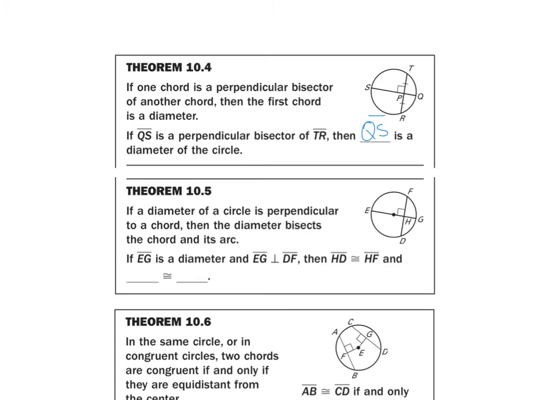So if EG, excuse me, is a diameter and EG is perpendicular to the chord FH, then HD is congruent to HF and arc DG is congruent to arc FG.